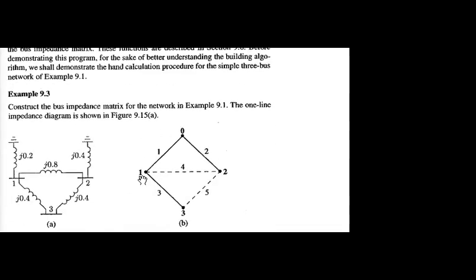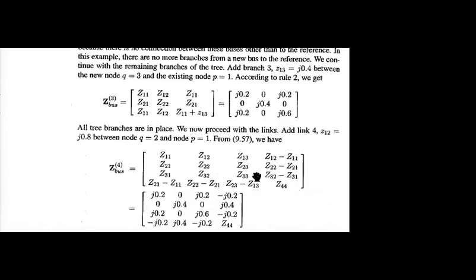Let's see what about the link connection. When we have a link addition to the system, what is the link node? If we think of link 4, it is between 1 and 2, so P is 1 and Q will be 2 for this link scenario. Link 4 is Z12, the value is 0.8, with Q as 2 and P as 1.